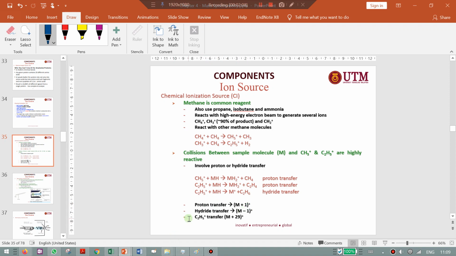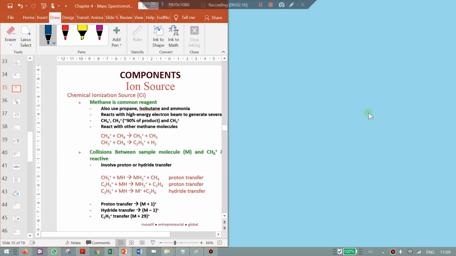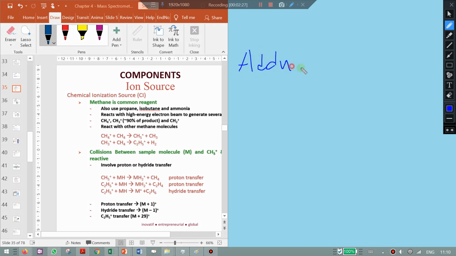And we also will have the C2H5 plus transfer, M plus 29. This one is not inside here, but I need you guys to search by yourself about it: adduct ion formation.